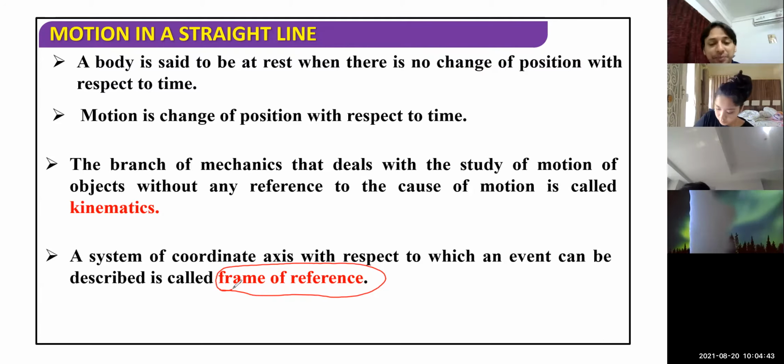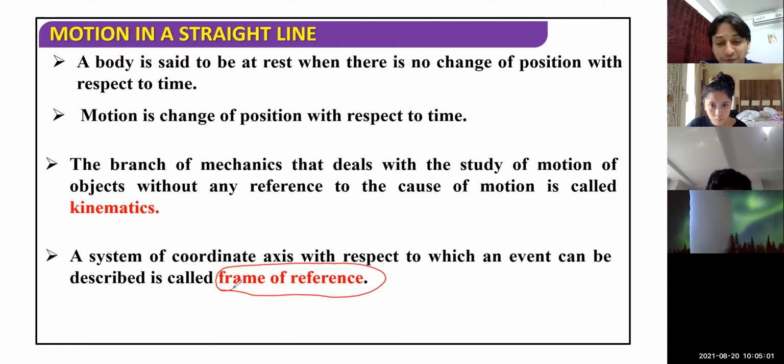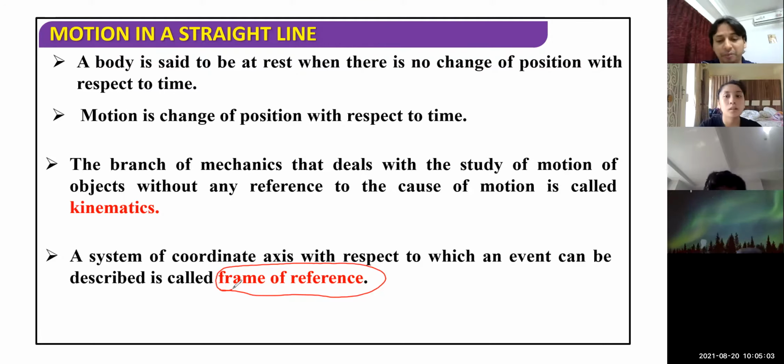Sir, the frame of reference is like a point of view, right? Yes, it is a point of view. How you are looking, how you are observing, from where you are observing, in what situation, how you are looking at any object. That is the basic meaning of the frame of reference. It depends with respect to what? With respect to what? That is very important, children.